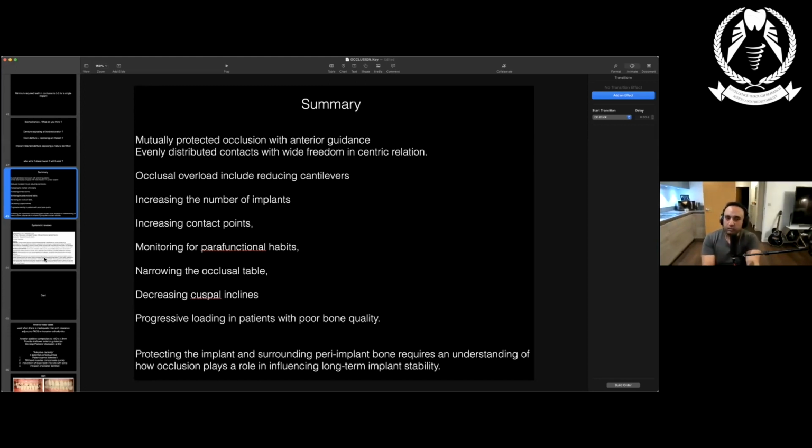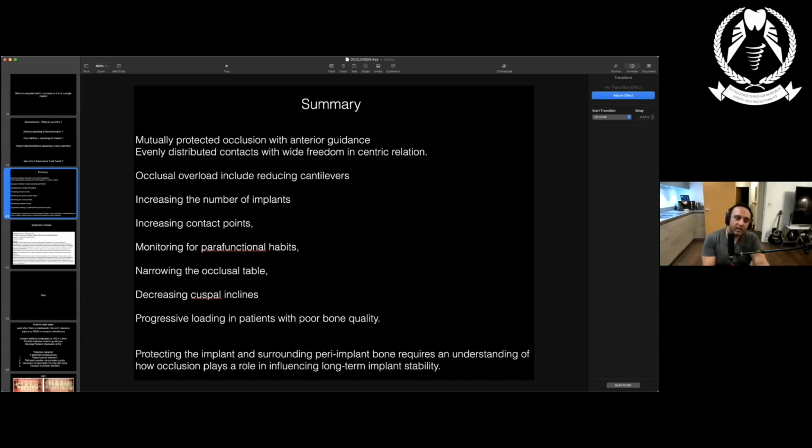Narrowing the occlusal table, decreasing your cuspal inclines, progressive loading on patients with poorer bone quality while you're increasing the bone quality around there. And you want to protect that implant. The peri-implant bone requires an understanding of how occlusion plays a role in influencing it. One thing we know, and I do a lot of immediate loading, is that if you load an implant immediately with light occlusive forces, and I wouldn't do it on a bruxist, then the density of bone around the implant increases, and it's actually quite good for it. But if they overload it, it will cause mobility, and that implant will not osseointegrate. So that increases your chances of failure.